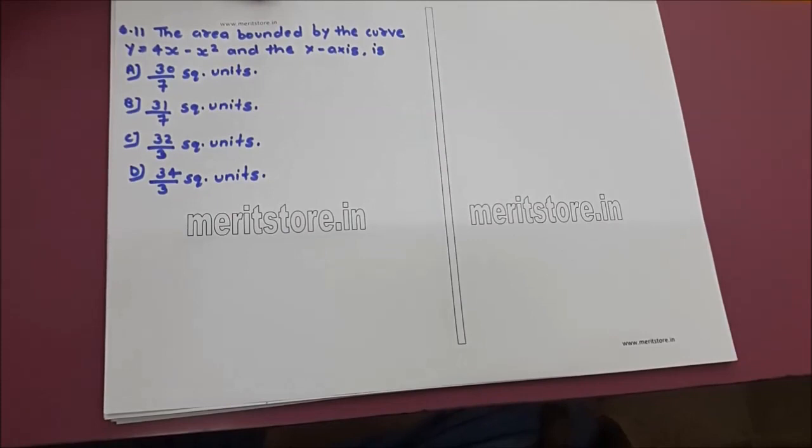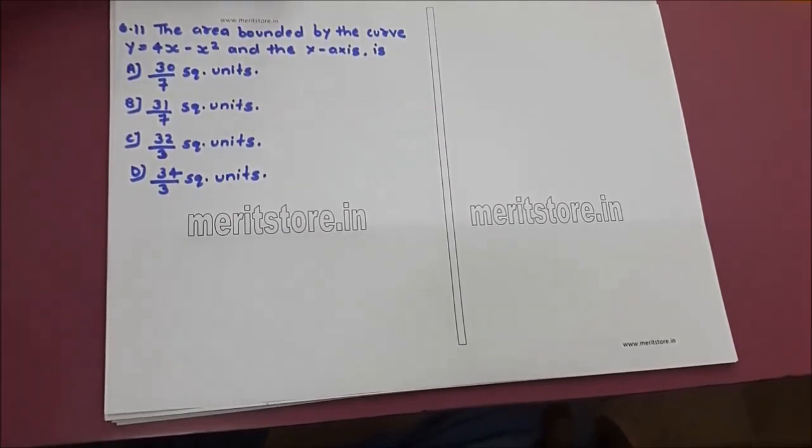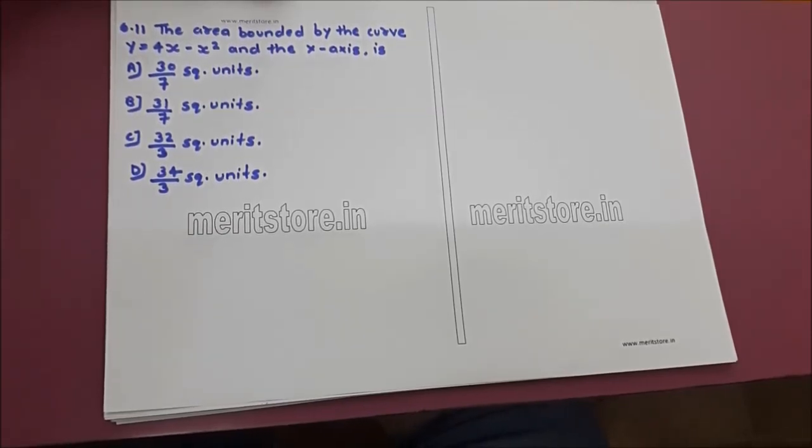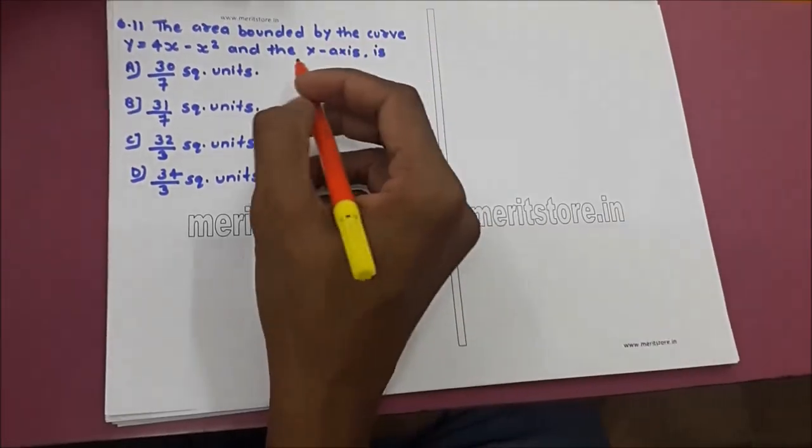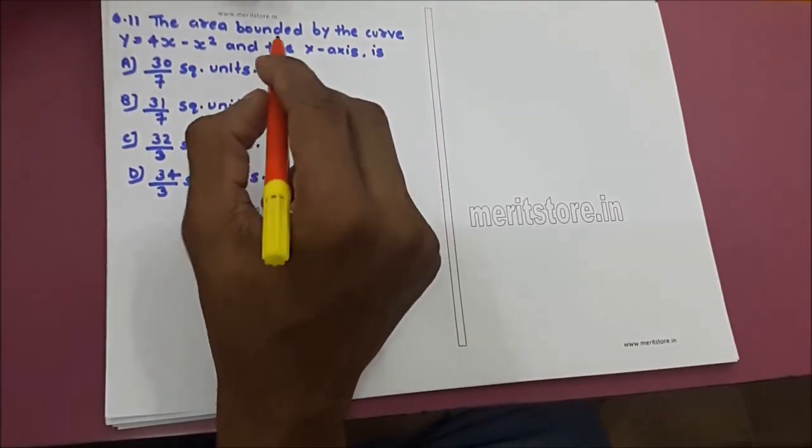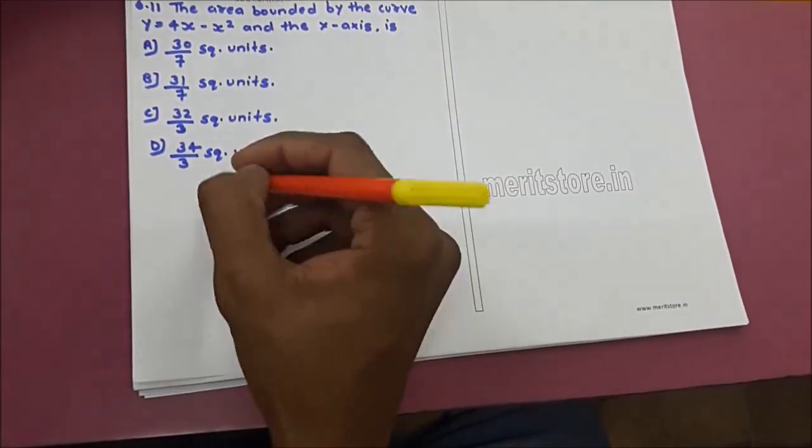Question 11. The area bounded by the curve y equal to 4x minus x square and the x-axis is, we have 4 options: A, 30 by 7 square units; B, 31 by 7 square units; C, 32 by 3 square units; and D, 34 by 3 square units. If we see the question, we don't have the limits, so we solve for the limits.